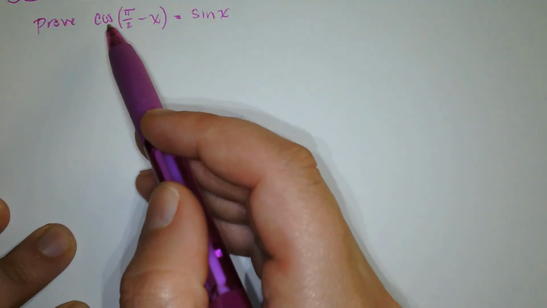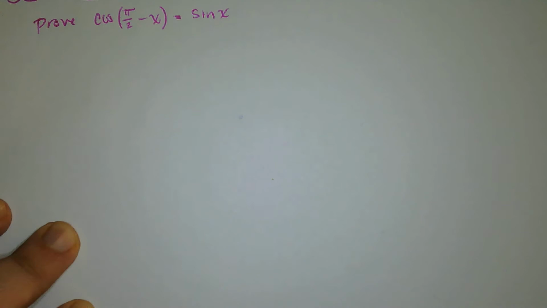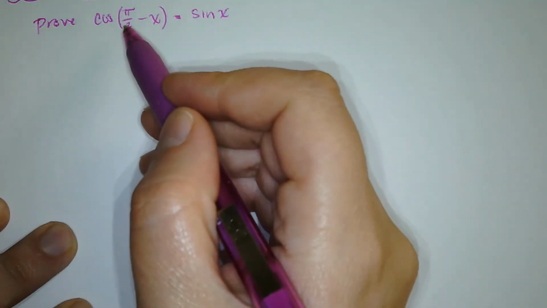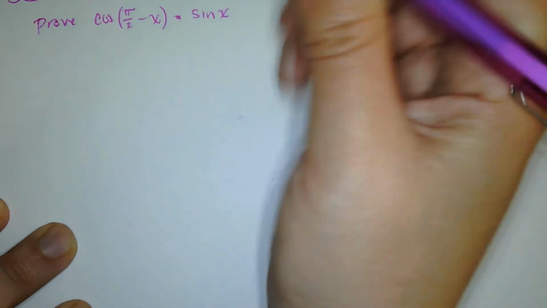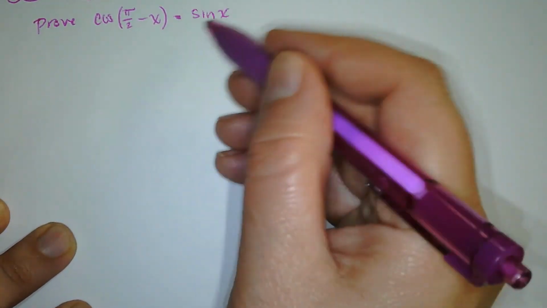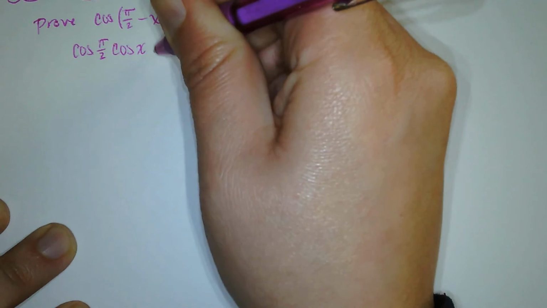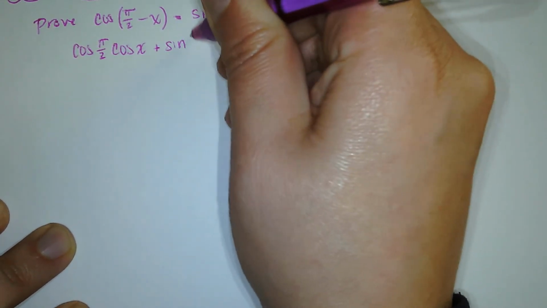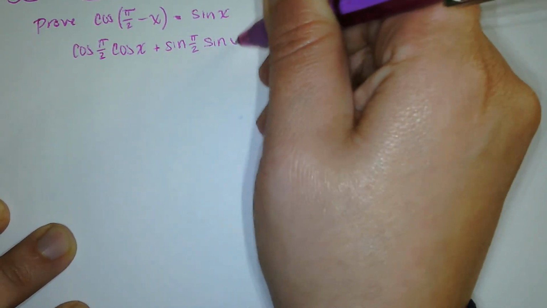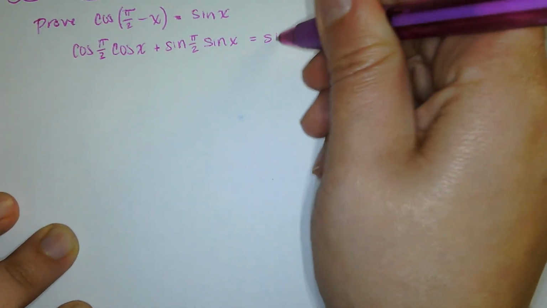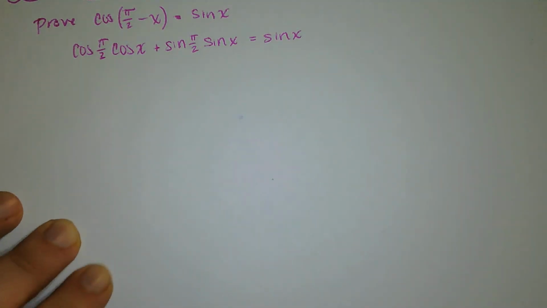So we're going to use the difference formula for the cosine, which will be cosine u cosine v plus sine u sine v. So let's write that out and see what happens. And let's see if we can make it equal to sine x. So cosine pi over 2 cosine x plus sine pi over 2 sine of x. Let's see if anything cancels. Let's see what we can do with this.